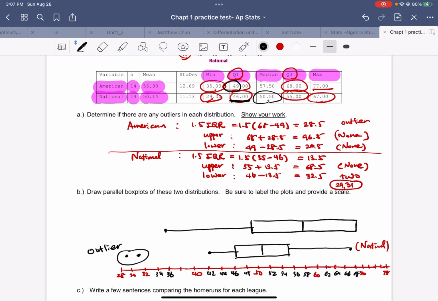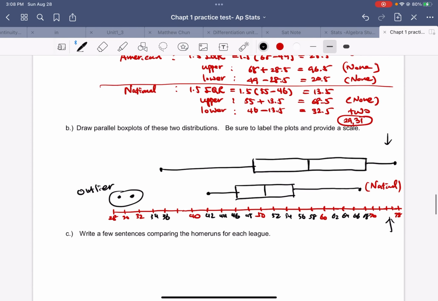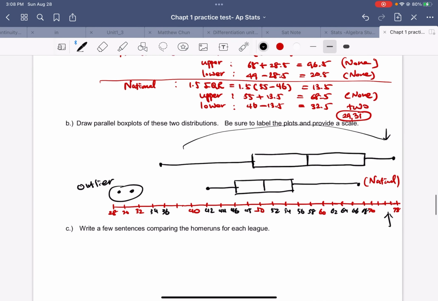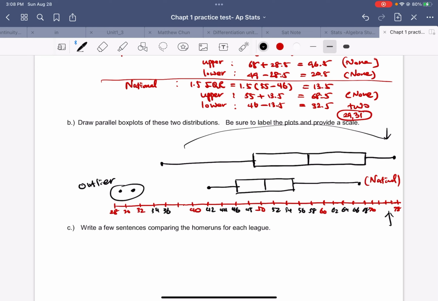Now maximum 77, so around here. This is a little crammed here, but it should be a little longer. I ran out of space, so it's more like evenly spread out. You have to notice. I'm going to label this one American League. And they say be sure to label and plot and provide scale. So that's basically what you have to do.